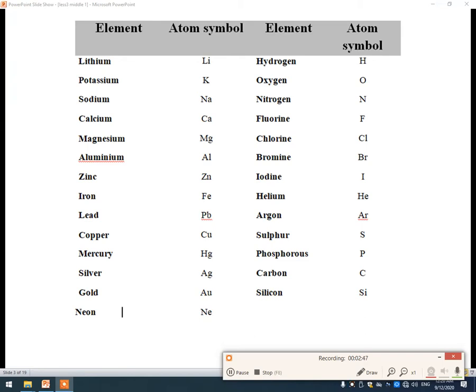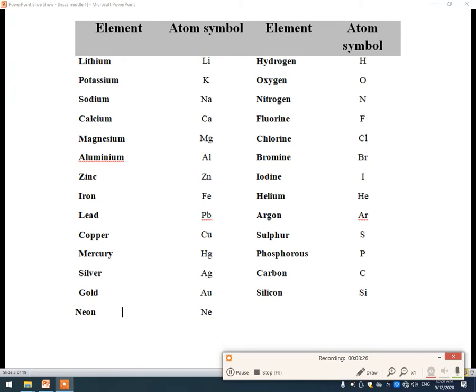The next example is sodium. The sodium symbol is not SO or S, like we said, because its Latin name was natrium. So the atom symbol here will be Na, capital N and small a, which comes from the Latin name natrium. The next example is calcium. Here, the atom symbol will be Ca, which comes from the original name calcium, capital C and small a.